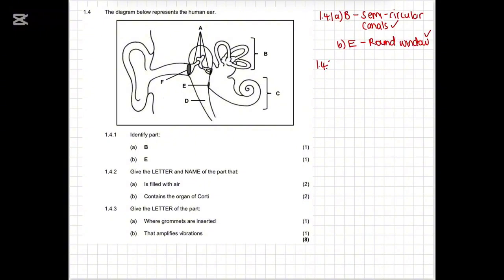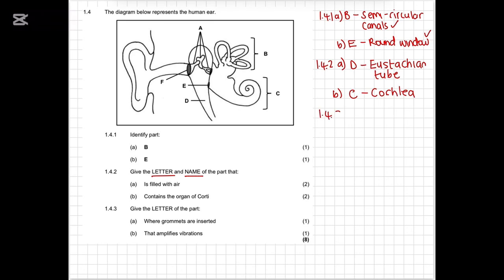The next question, you give the letter and the name of the part, the 2-mark question, the part that is filled with air. That will be part D. This is because the other parts don't have air inside of them, and that's the eustachian tube. The next question contains the organ of Corti, and that's clear, it's the cochlea, part C.